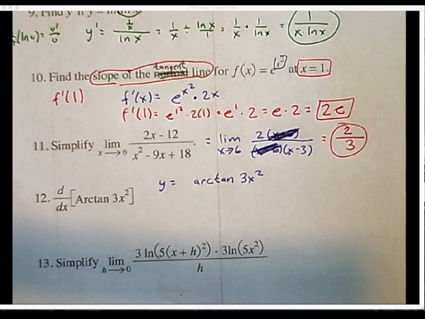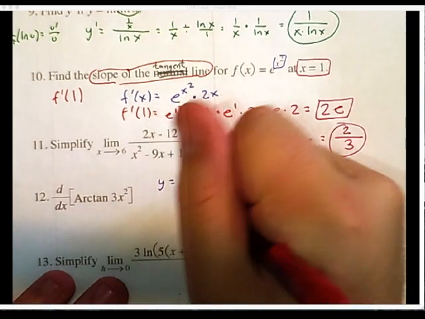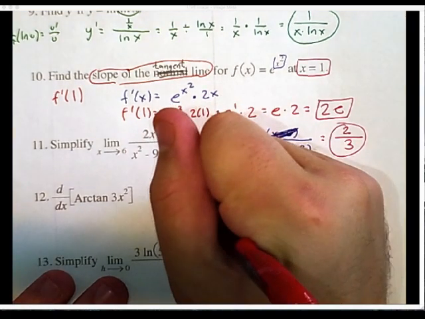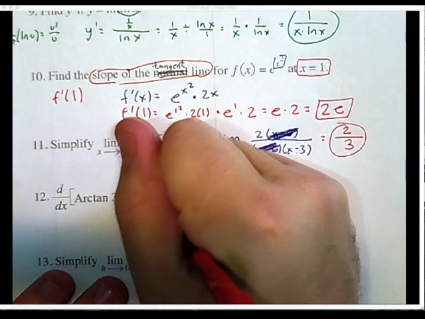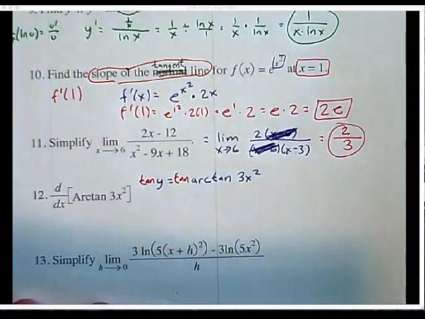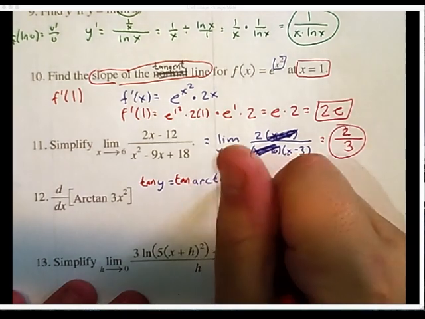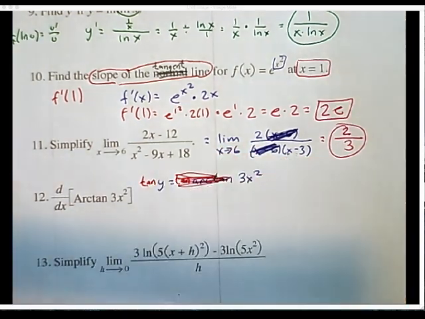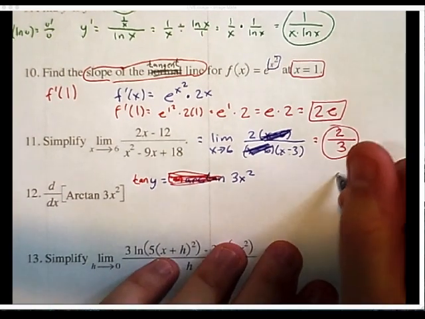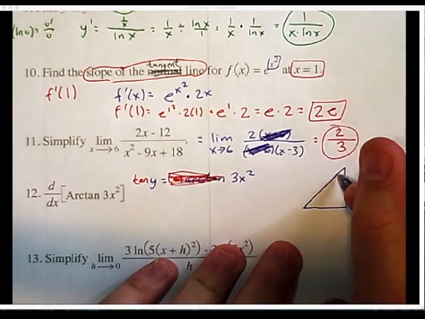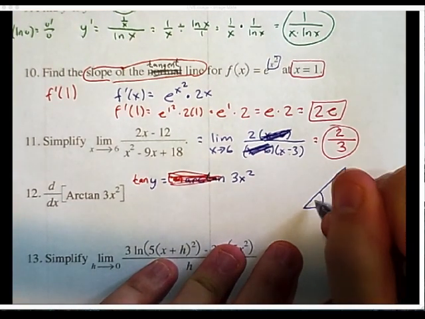To make this a little bit nicer, how do I get rid of arctan, which means tan minus 1? I would put a tan in front of both sides. That would get these to knock each other out. Then I would draw in a right triangle. We're going to call this angle y.